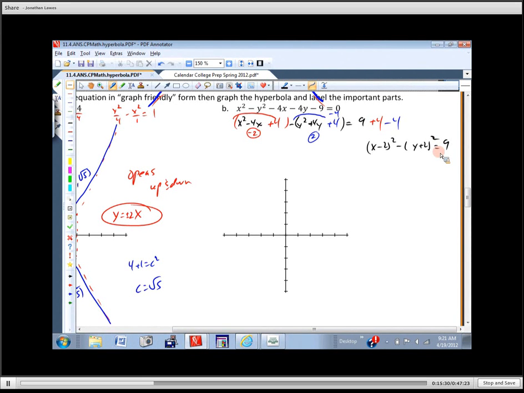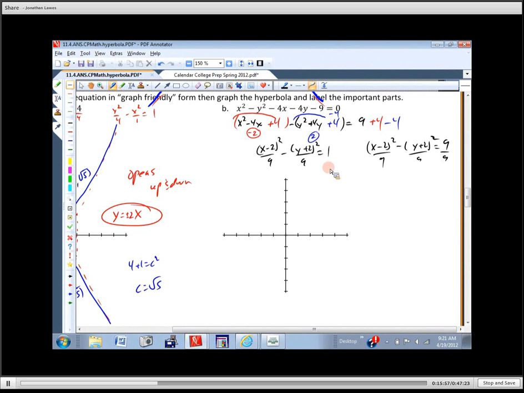What do we do next, Caitlin? Divide by 9. So if I divide everything by 9, this is what I get. So I've got x minus 2 quantity squared over 9 minus y plus 2 quantity squared over 9 equals 1. Now, some people will look at this and they'll say, wait a minute, that's weird. They're both the same number. Does that matter? Not a bit.